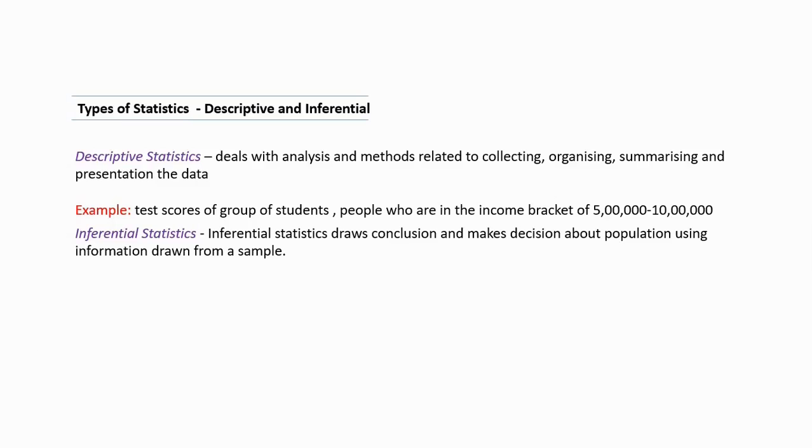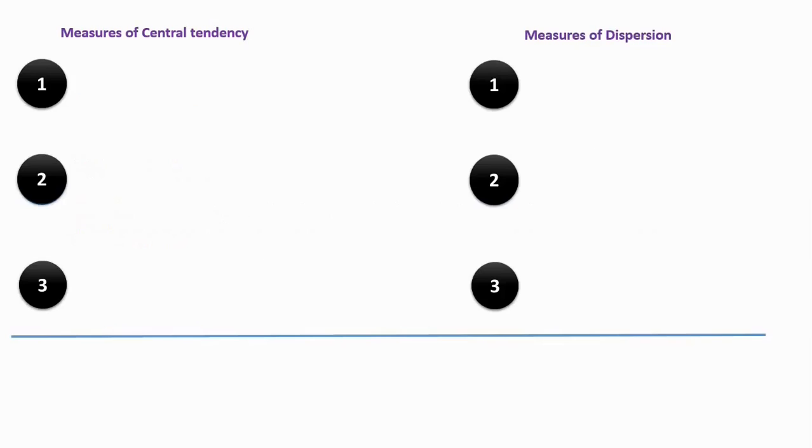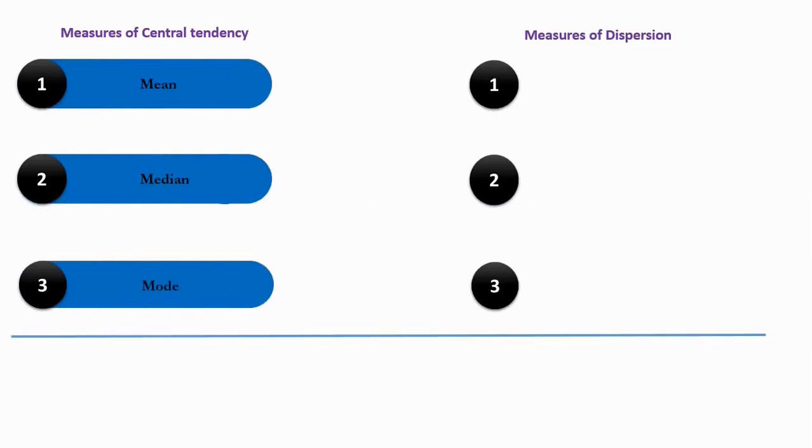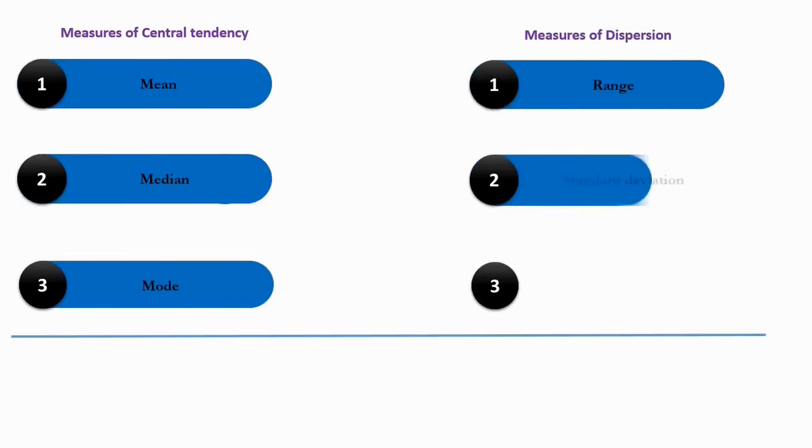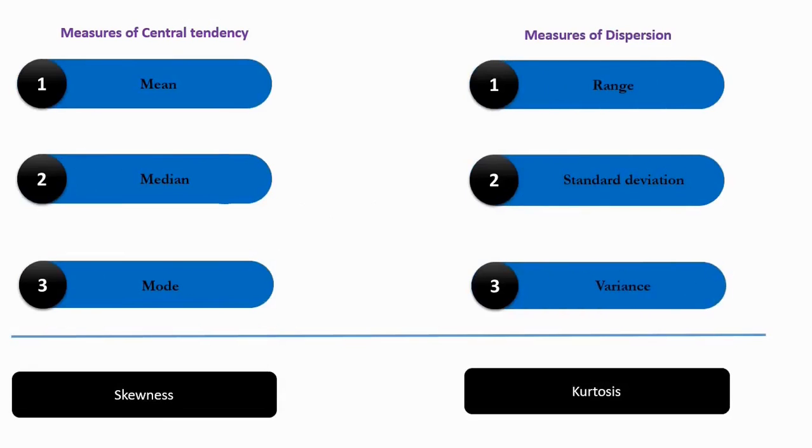Once we are done with types of statistics, let's move to measures of central tendency and measures of dispersion. In measures of central tendency, we will be discussing mean, median and mode, and when it comes to dispersion, we will be discussing range, standard deviation and variance. Skewness and kurtosis will give you an idea about the shape of the distribution. Mean is a central value of a series, and median is the middlemost item of a series. Mode is the most frequently occurred item in a series.